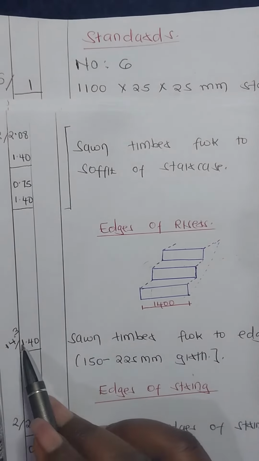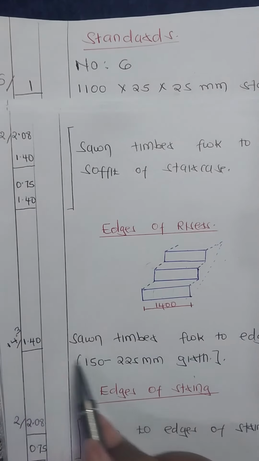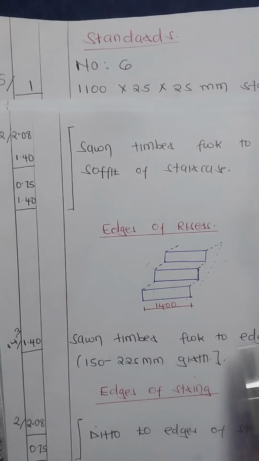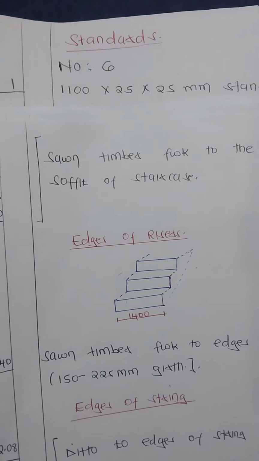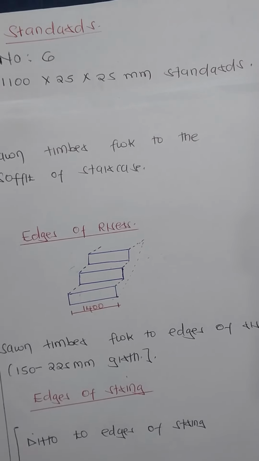And then we multiply by the number 14, that is 7 plus 7. And then we add the 3. It says sawn timber formwork to the edges of the riser. The riser is 150. So our girth will be between 150 to 225 millimeter girth.